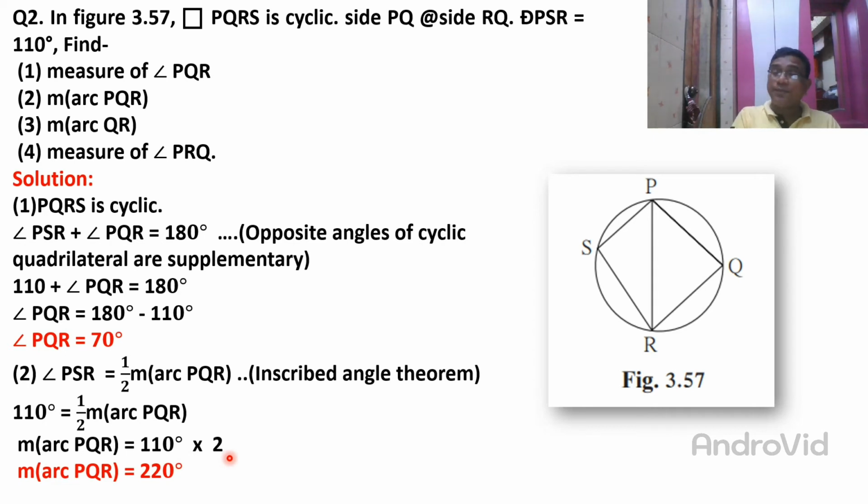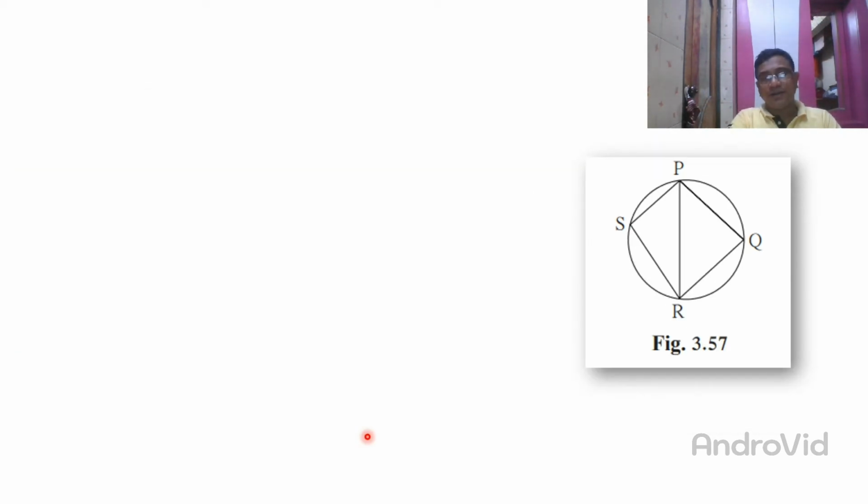Any doubts? It is very simple. You can also solve another way: major arc PQR is equal to 2 times PSR, which is 2 times 110, and you get the same answer, 220 degrees. So you can solve this way or that way. Angle PSR is equal to half major arc PQR by the inscribed angle theorem. Substituting PSR as 110 degrees, 110 is half of major arc PQR. The 2 goes across and multiplies: 110 times 2, so major arc PQR is equal to 220 degrees.